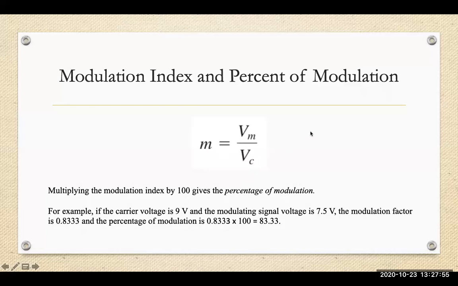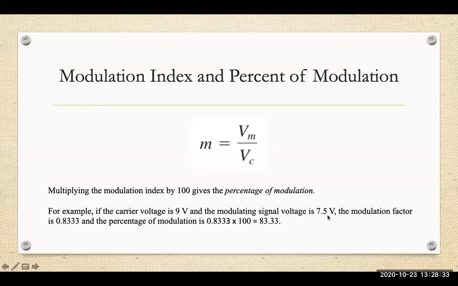Now, how to determine the percent of modulation? So, yung sagot natin dito sa ratio na to, multiply lang natin by 100 and we can actually determine the percent modulation or percentage of modulation. For example, if the carrier voltage is 9 volts, okay, tandaan na, the carrier voltage or unmodulated signal is greater than the modulating signal. Okay, so basically, yung modulation index natin for a good AM, dapat hindi siya lalagpas ng 1, di ba? Or less than 1 siya.